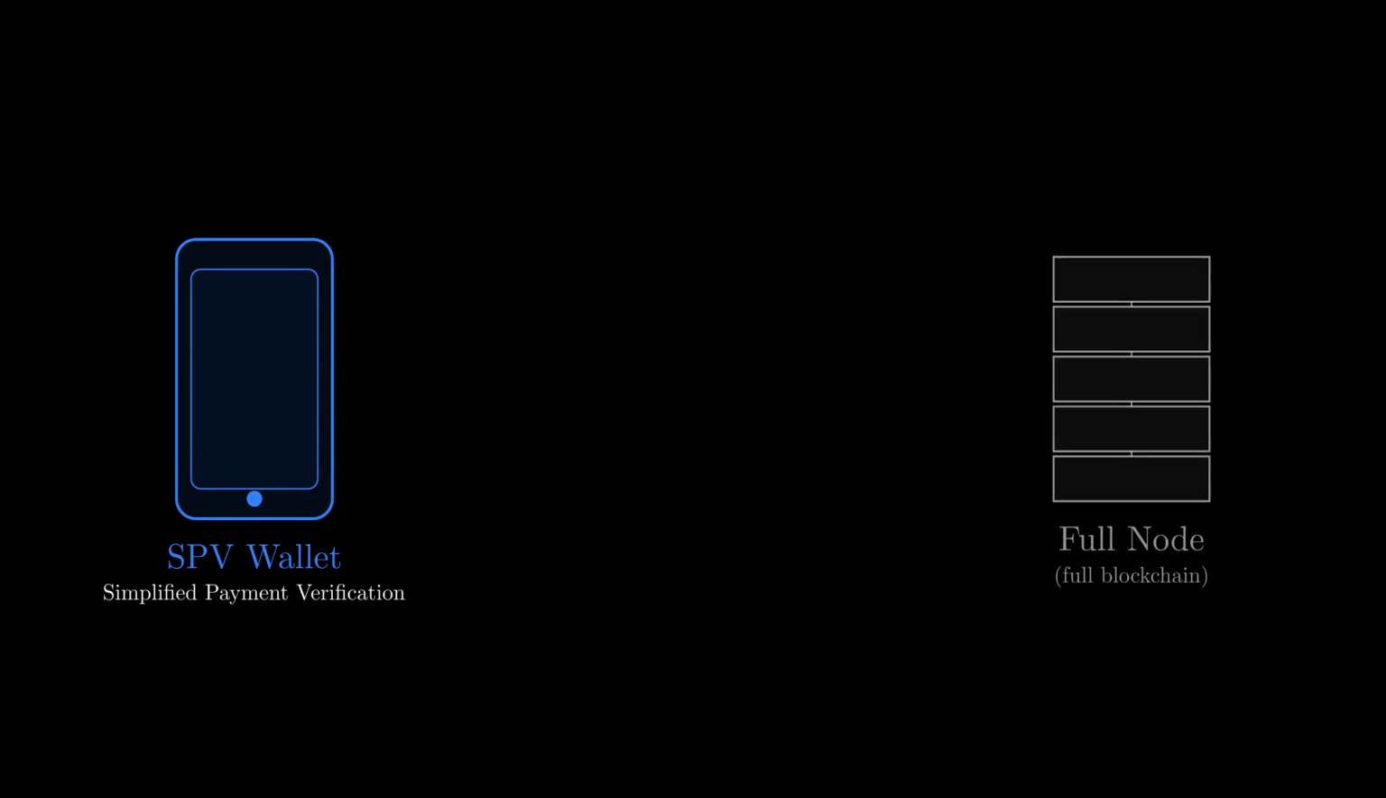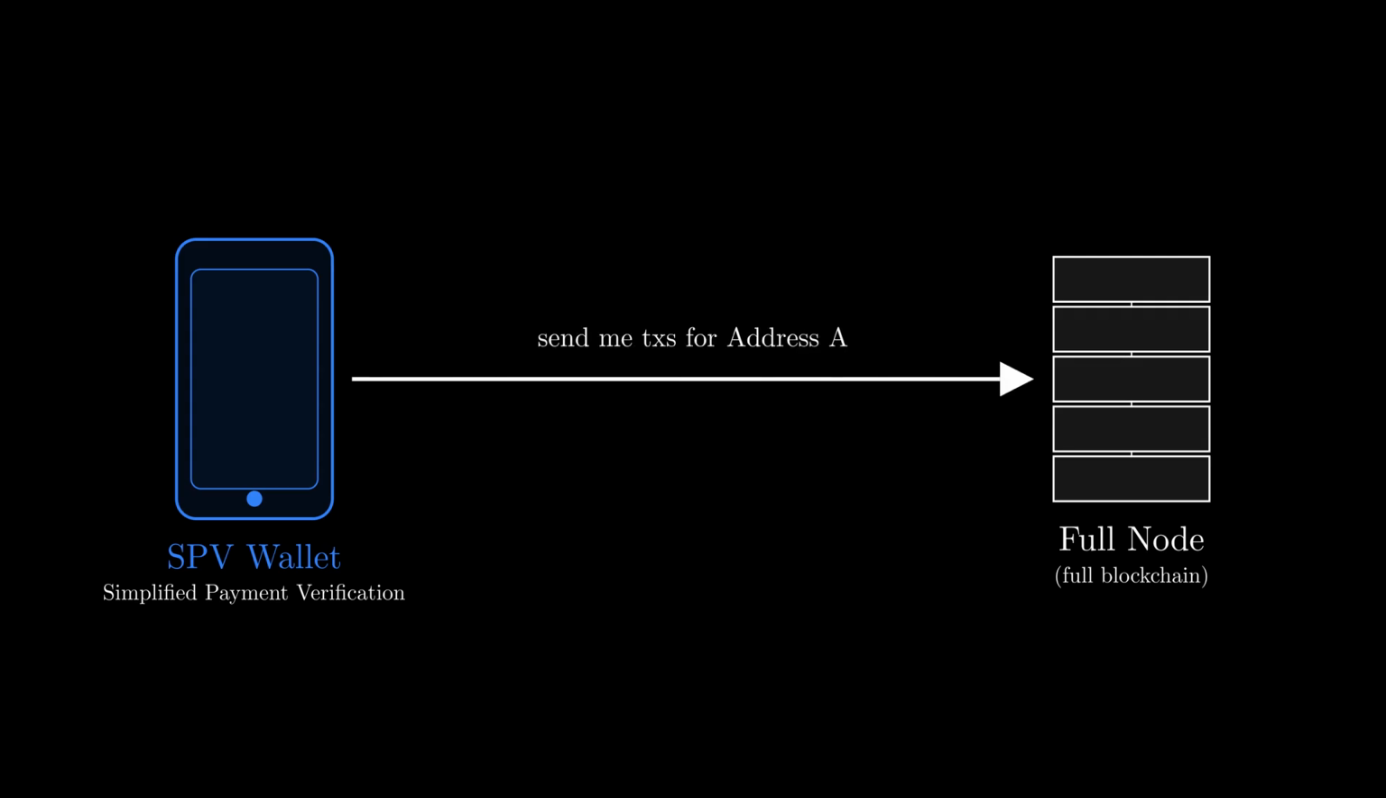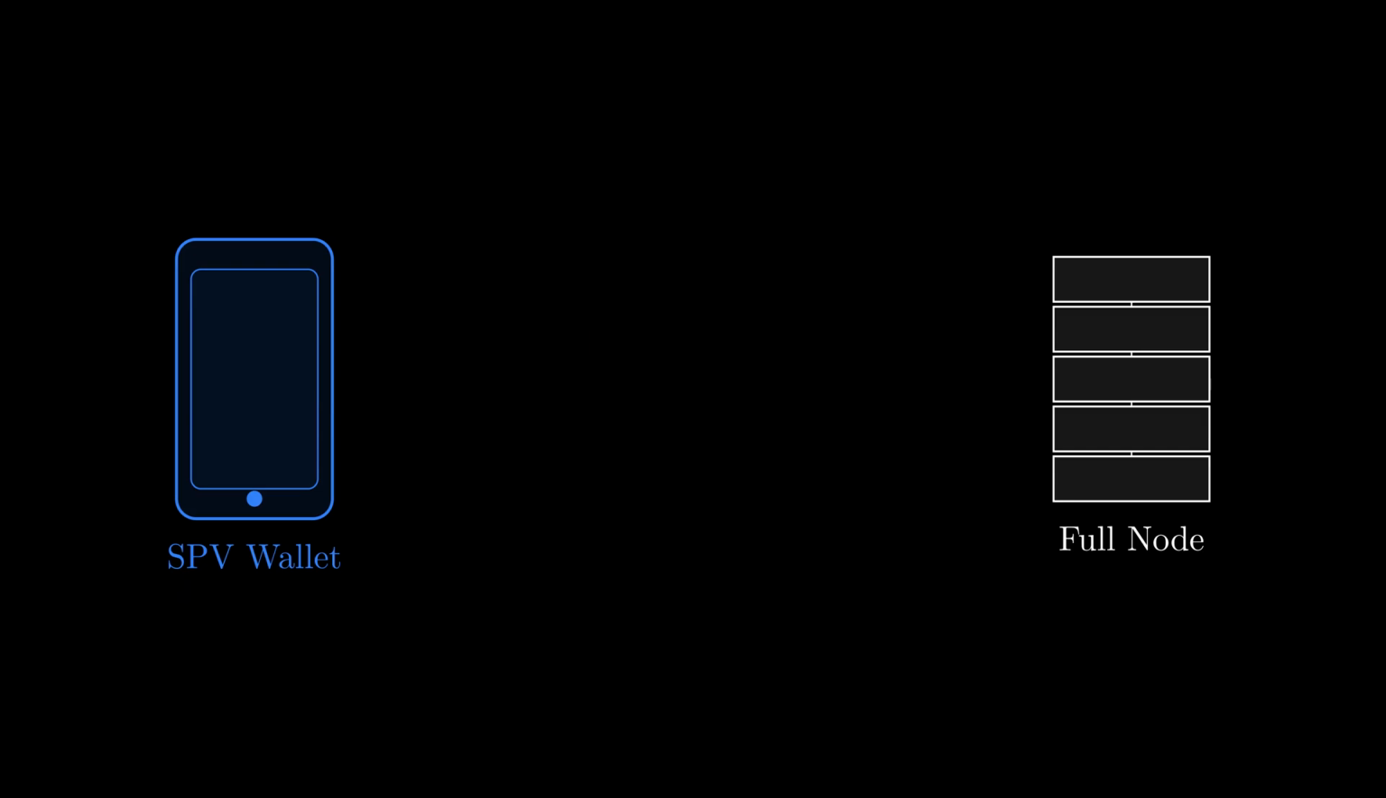Lightweight clients, also called SPV wallets, Simplified Payment Verification, can't store the full blockchain. They need to ask a full node, do you have my transactions? A naive request reveals every address the wallet owns. The tourist's trick has a precise mathematical cousin, the Bloom filter.